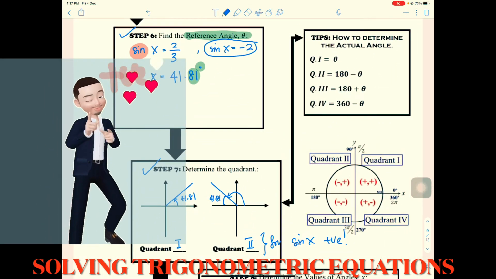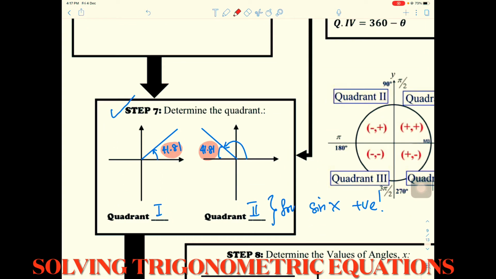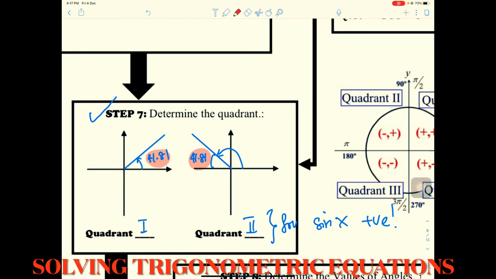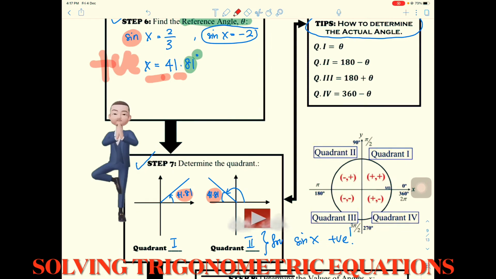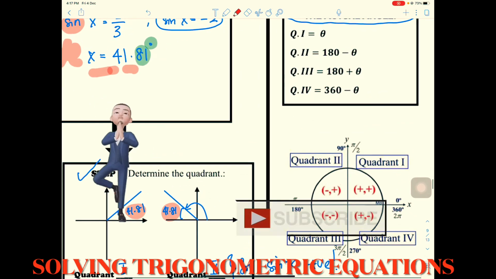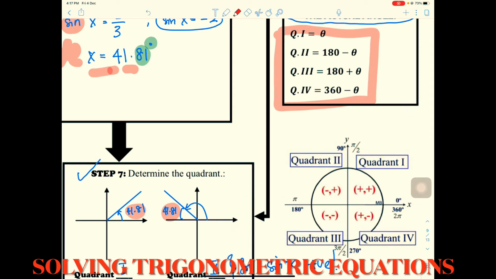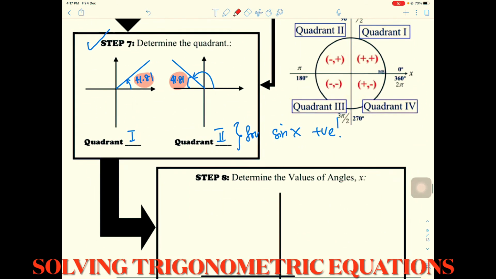Okay, a few tips that you want to know on how to determine the actual angle. For your information, this 41.81 is what we call the reference angle. But for quadrant 1, it can also be the actual angle, whether reference angle or actual angle. This is the way we find the actual angle in each quadrant. So a few tips for you to revise.